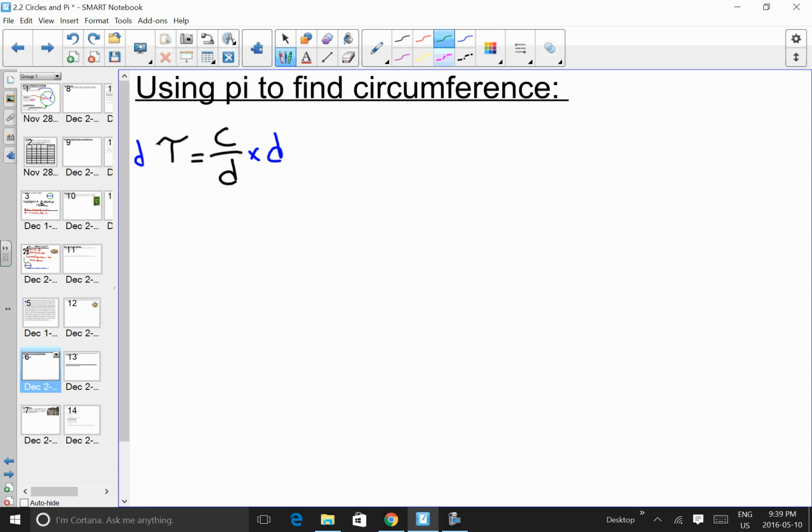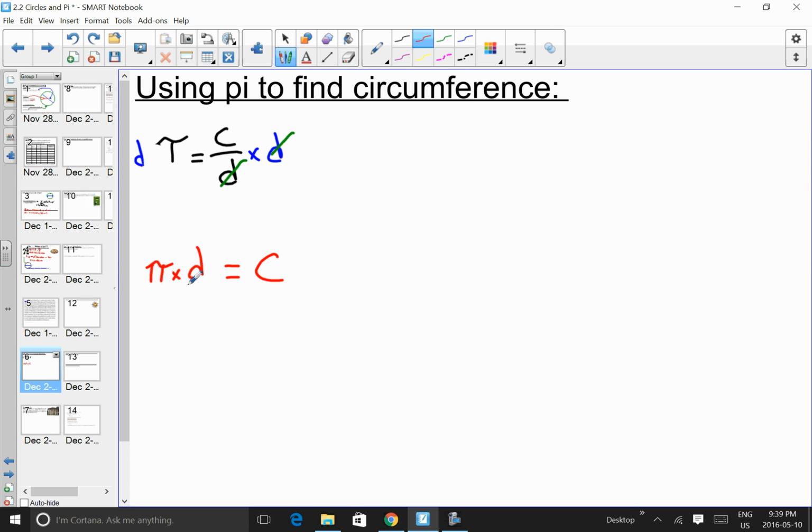Now I've got a diameter on the top, diameter on the bottom. Those cancel out. And now all I'm going to have left is circumference on this side and pi times diameter on the other side. Pi times the diameter. So that gets you circumference by itself.